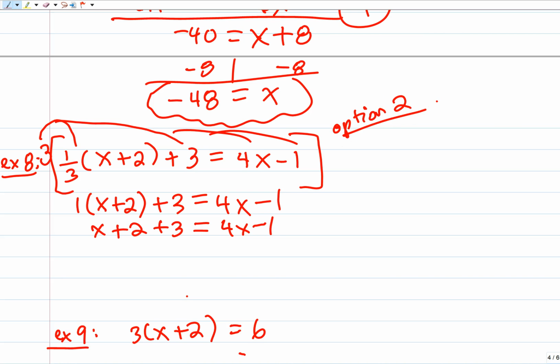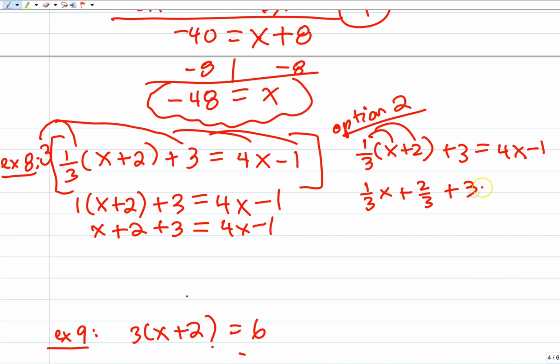If that really bothered you because you really wanted to put that 3 with the 2, what you would have to do is take the 1/3 and distribute it. So you'd have to do this. Because then what I end up with is 1/3 x plus 2/3 plus 3 equals 4x minus 1. And now I still have to multiply. I messed up. Guys, keep me honest.